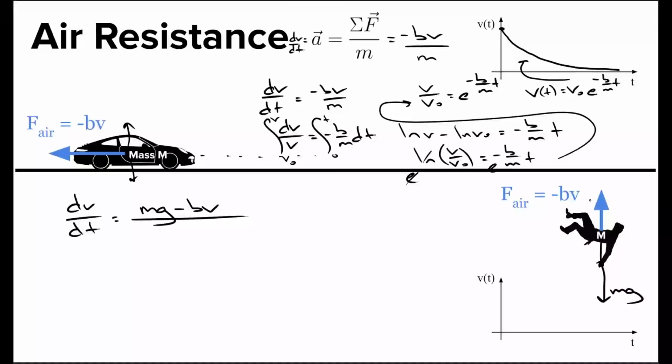Notice I'm still putting the minus here. It points up. Why? Well, I'm calling down positive, but that doesn't matter. Opposite the direction of the velocity. Even if I called up positive, I'd want to call this negative bv. So just be careful there. It's always got to be negative because it's opposite direction of velocity. Divide by m. I just do the same move. I separate, I integrate, and then I forgot to celebrate. Integrate, separate, integrate, celebrate.